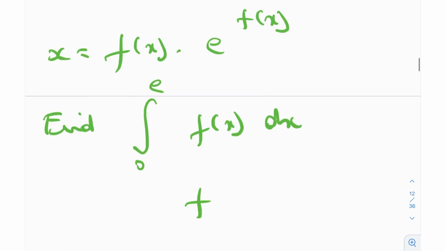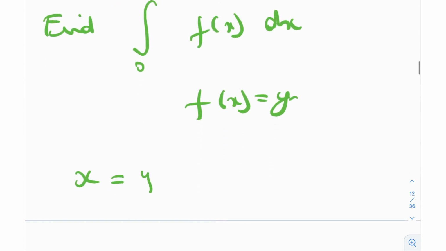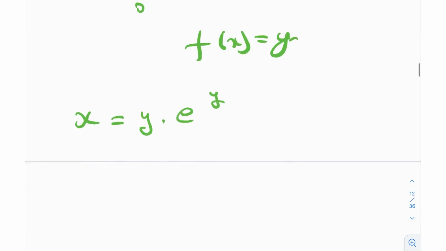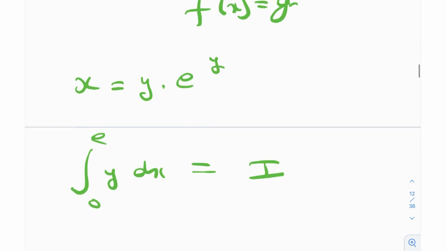So maybe if I just plug in f of x as y, that will make writing it a bit easier. It does nothing else. But you see that x is equal to y times e raised to the power y. And you have the integral of y dx from 0 to e. And let me just call that I. Right? I for integral. How do I do this? This is not too bad actually. When you think about it, this is not a bad situation at all.